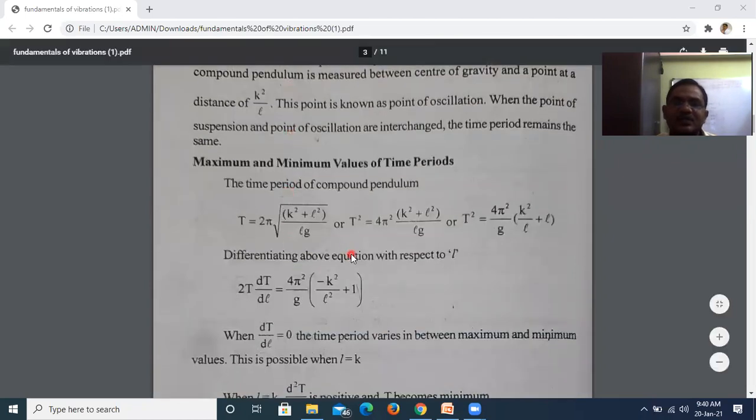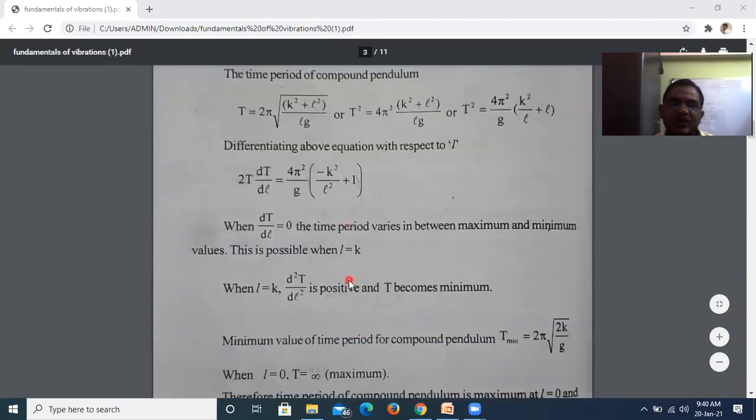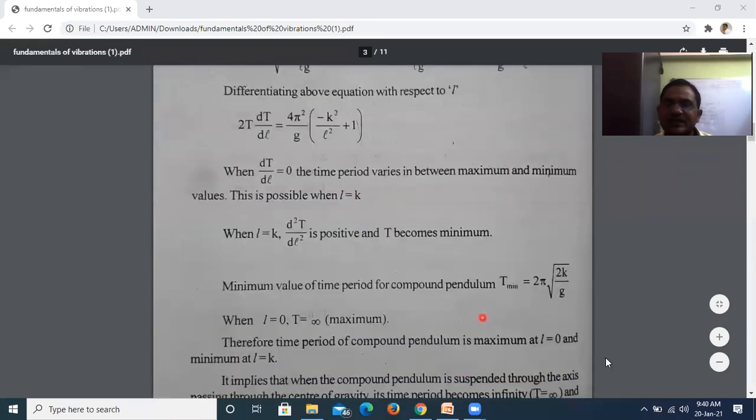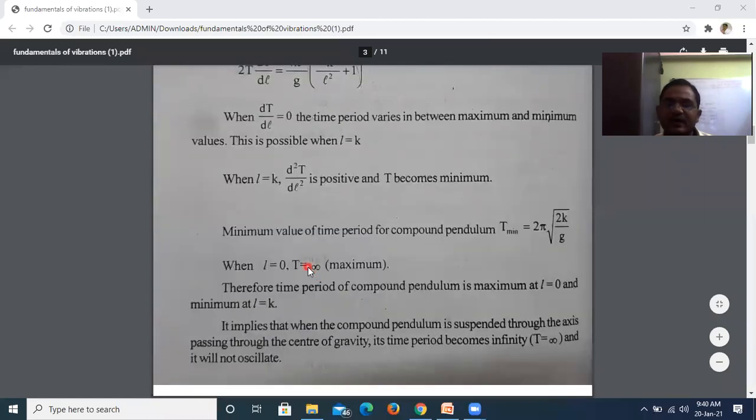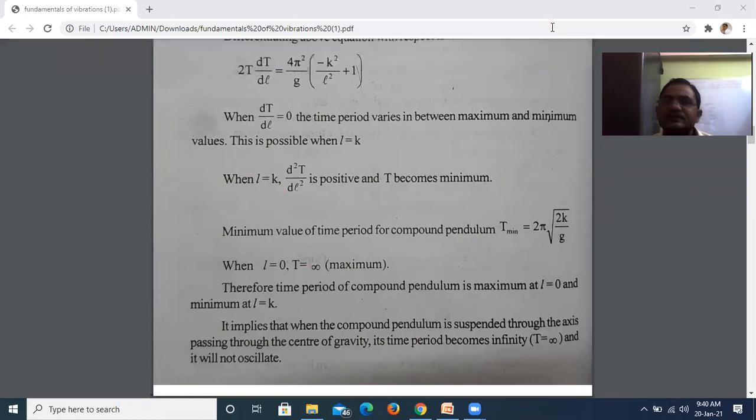There we have considered two cases, minimum value and maximum value. When l is equal to k, T becomes minimum, that is 2 pi root of 2k by g. When l equal to 0, T becomes infinity, that is, the compound pendulum cannot oscillate. Okay, so these things were discussed in this class.